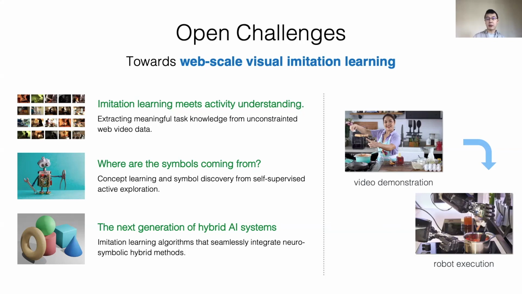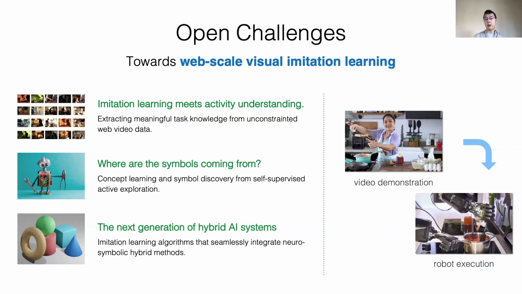So is there a way that we can automatically acquire these symbols and concepts? I think it would be very interesting to look into concept learning and symbol discovery methods that can learn and acquire such concepts directly from robots' self-exploration in the environment in a lifelong fashion.